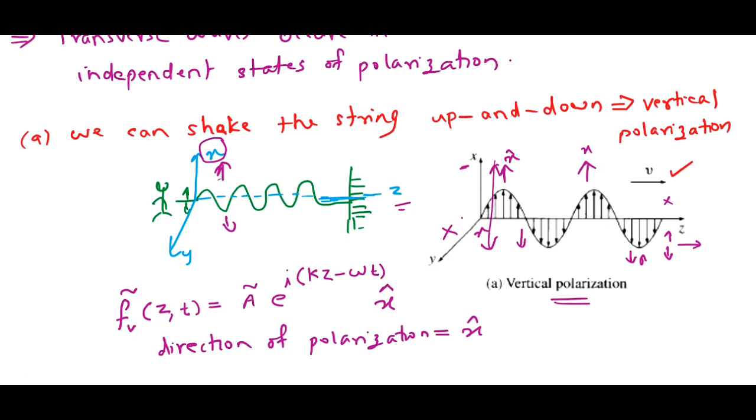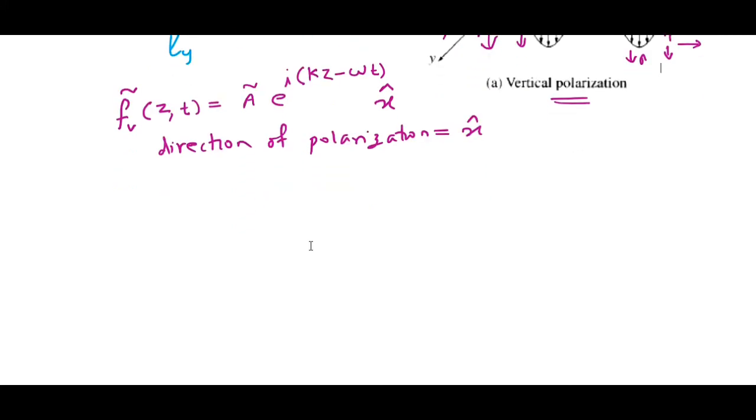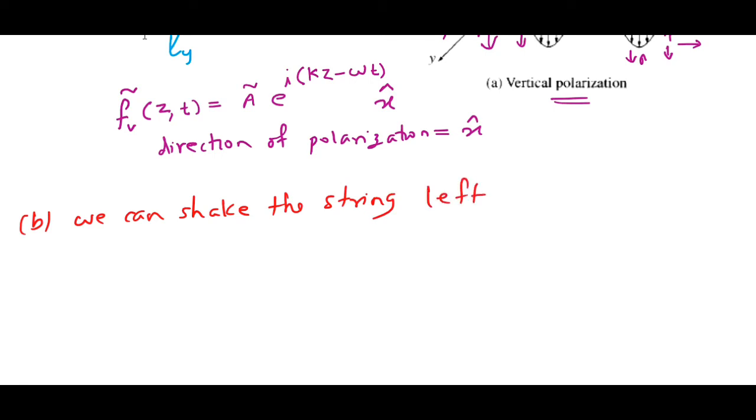Now let us see what is the second case. It is horizontal polarization. Case B. What should we do to create horizontal polarization? We can shake the string left and right.